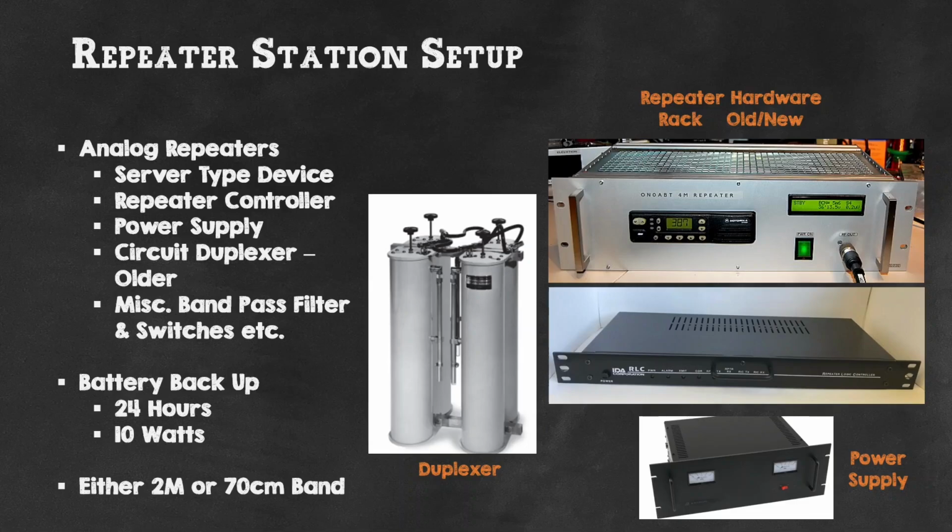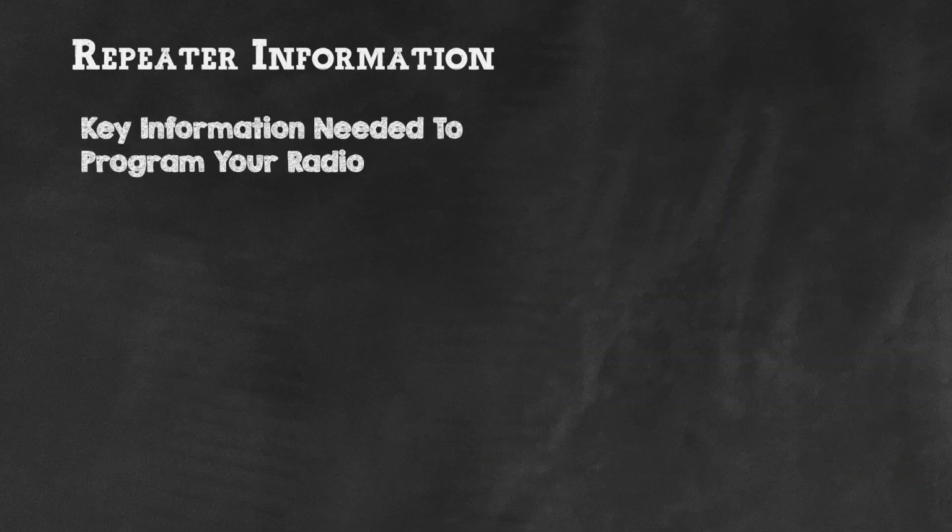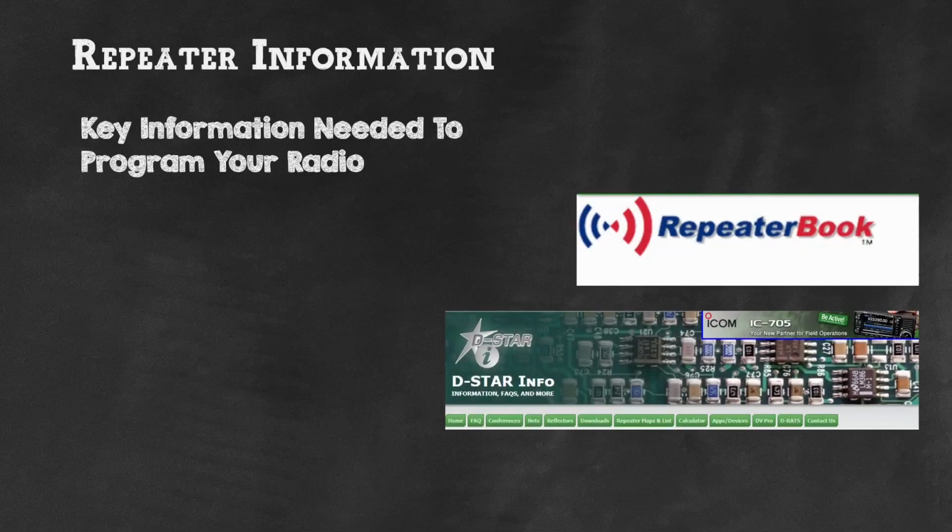And all the repeater stations that we're talking about are either 2 meter or 70 centimeter, because most of us have what is known as dual band radios, and it's either 2 meter or 70 centimeter bands. When we look at repeater information, there's key pieces that you're going to need to be able to program your radio, and I'll show you where you can get them from.